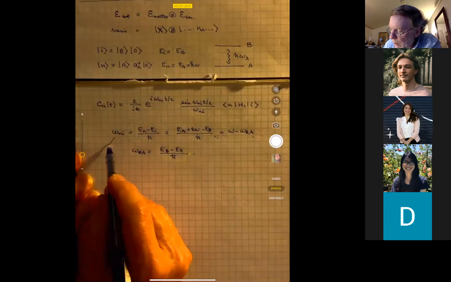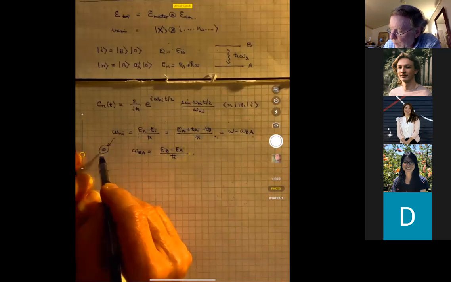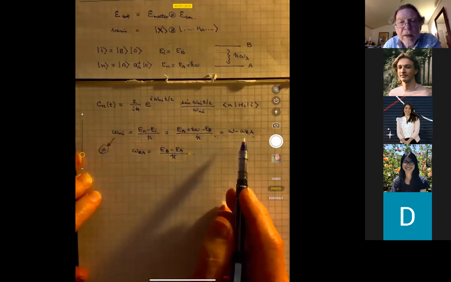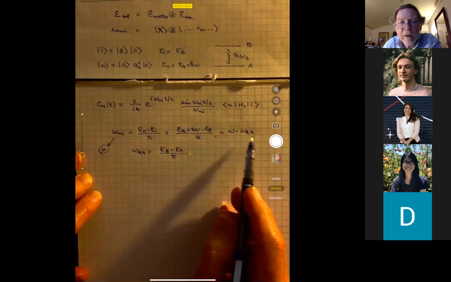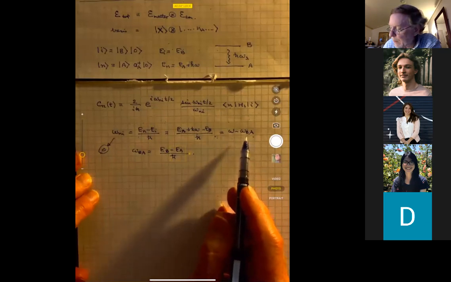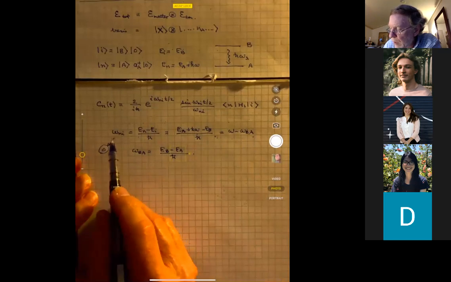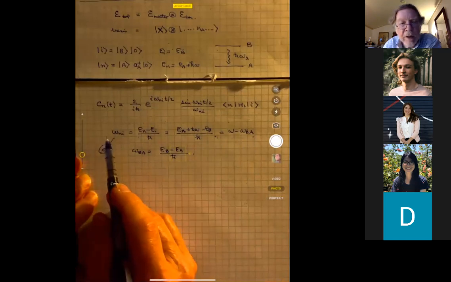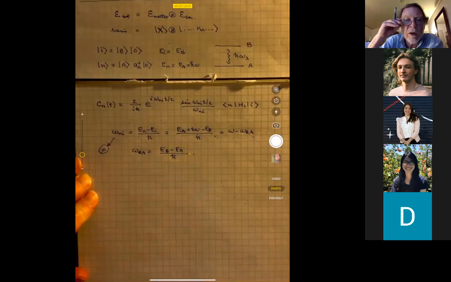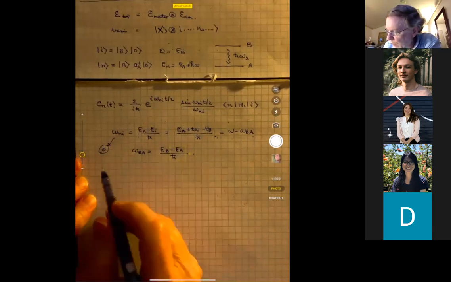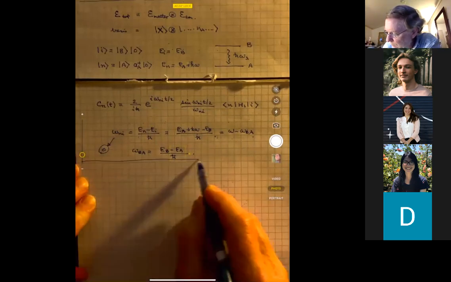So you can see when omega ni goes to 0, we get energy conservation. That is to say, the energy of the photon is equal to the energy difference in the two atomic states. This is how this always works in time-dependent perturbation theory. The omega ni goes to 0 is equivalent to energy conservation. That's how it happens.